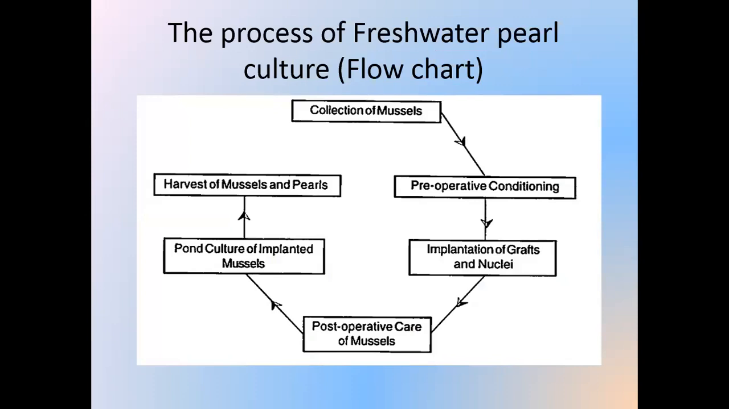This is the process of the freshwater pearl culture. This is the flow chart. If you look at this flow chart, you can see the collection of the mussels, pre-operative conditioning, implementation of graft and nuclei, post-operative care of mussels, pond culture of implanted mussels, and then harvest of mussels and pearls.